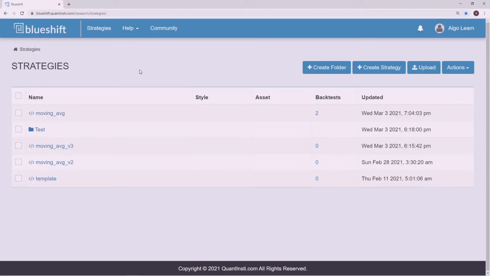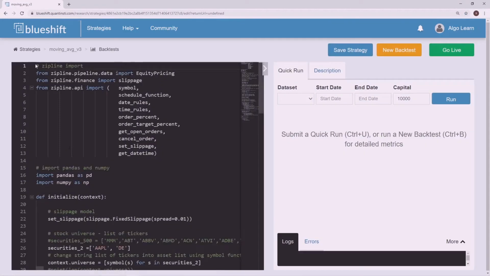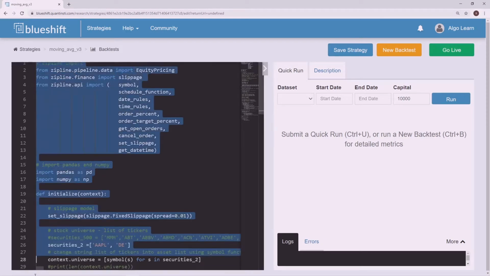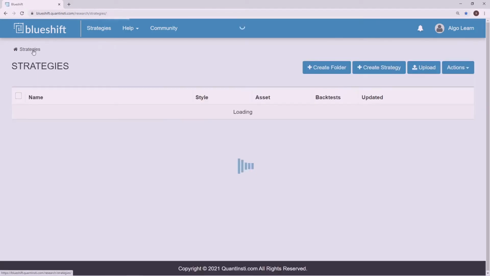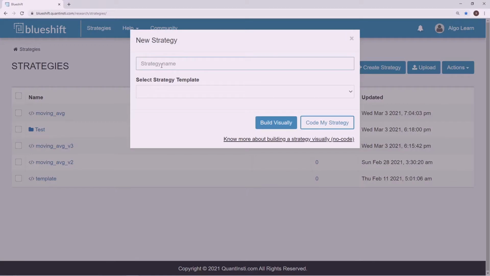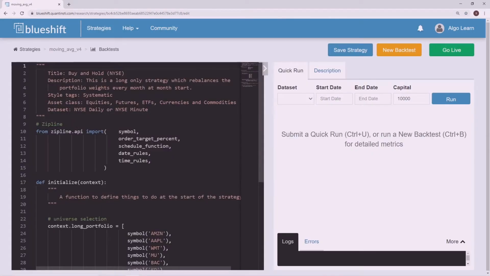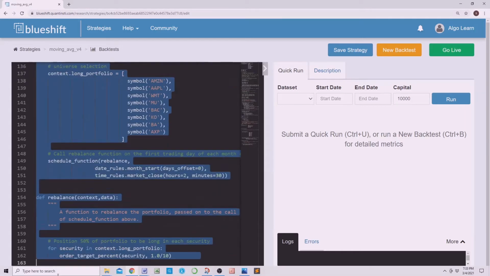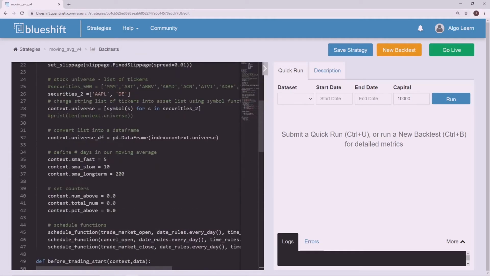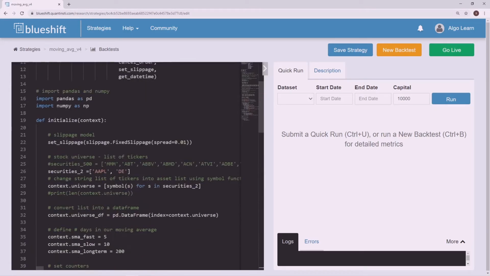So let's go on over to Blue Shift. Let's go to your version 3, and let's go ahead and copy all of that. And let's create a strategy. We're going to call it moving_AVG_V4. Okay, Control V, we're going to paste that in there. And let's take a look at where we're at and how we would revise this.